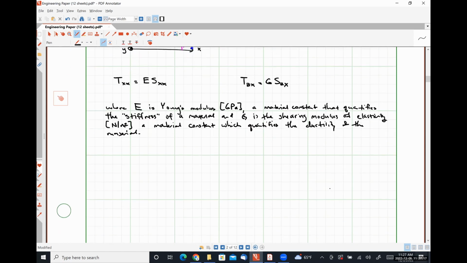These two constants are related to each other through Poisson's ratio. So we can say that G is equal to E divided by 2 times 1 plus nu. Okay. So both are material constants having to do with how hard it is to elongate or stretch a material versus how hard it is to deform or change the overall shape of the material.